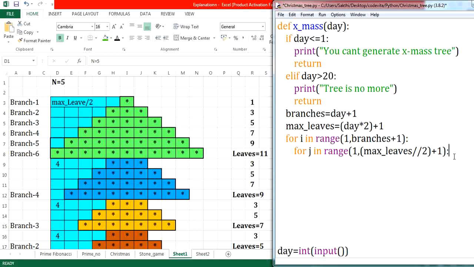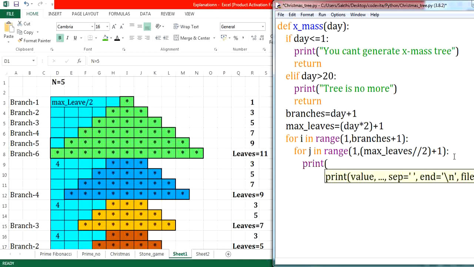And after this I am supposed to leave spaces. So let me mention print, and here I am supposed to leave spaces, right? So let me leave spaces. And this line should end with space, otherwise by default it will go to the new line. So let me give end with space. Right now I have given the condition to leave the spaces. After this let me write one more for loop to print the leaf.